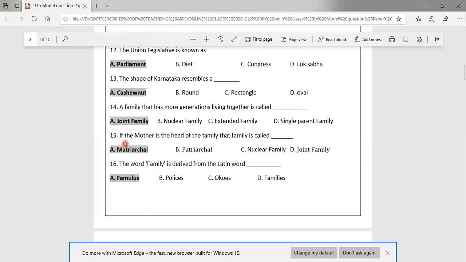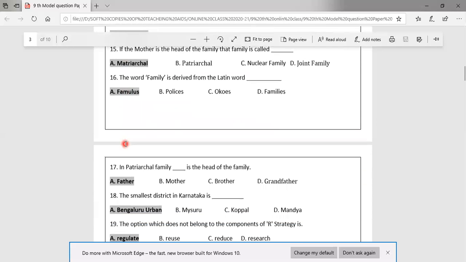15th question is, if the mother is the head of the family, that family is called dash. Option A, matriarchal family. Option B, patriarchal. Option C, nuclear family. Option D, joint family. Option A, matriarchal family is the right answer.